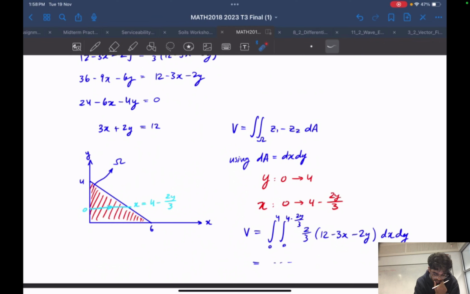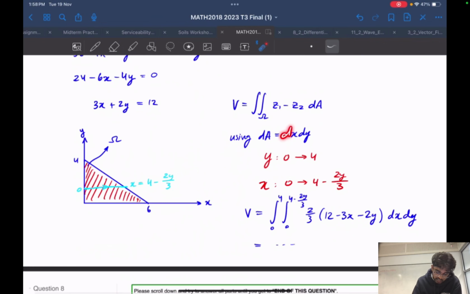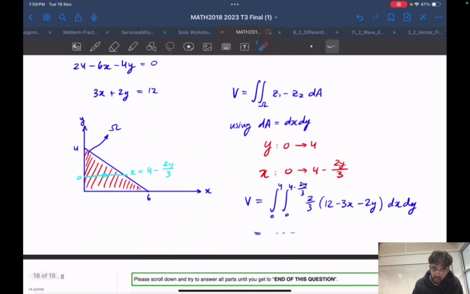Right? So since I've done dx dy, the outer limits are just going to be between 0 and 4. The inner limits, however, are a bit different, right? Because it actually changes with respect to the function of y, or it's a function with respect to x. So we're going to have to find what the value of x is along this line over here. Because x varies, it's just equal to 4 minus 2y over 3. And you sub it in, and you get your integral.